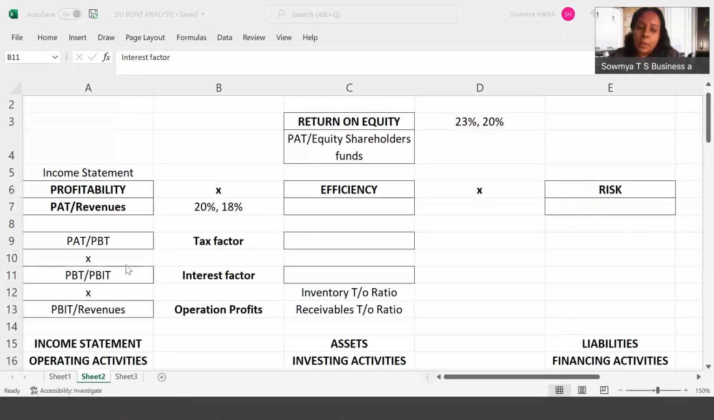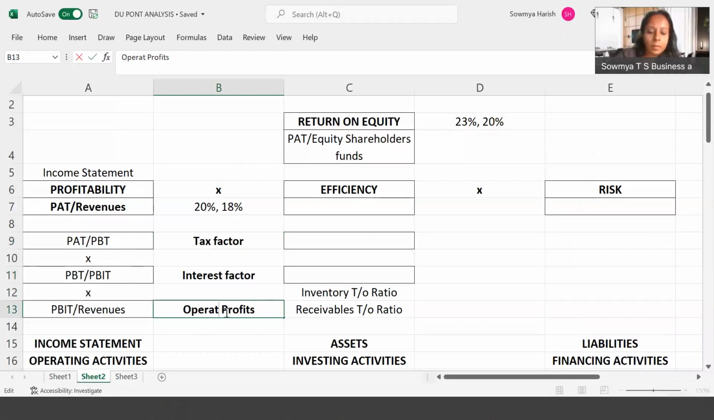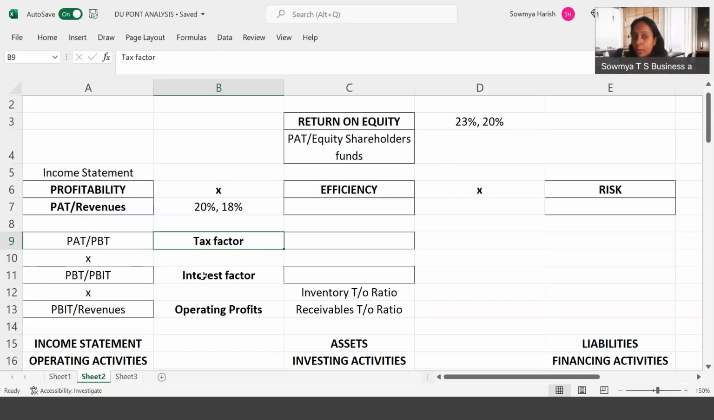So here we have understood that any of these three factors can contribute to the change in the profitability, which in turn can change the return on equity. So it can be the tax factor, or the interest factor, or operating profits. One thing we should be very careful about is that the tax factor and interest factor can contribute to the change in profitability, decline or increase, but their influence might not be that huge. But among these three factors, operating profits plays a very significant role in influencing the profitability.